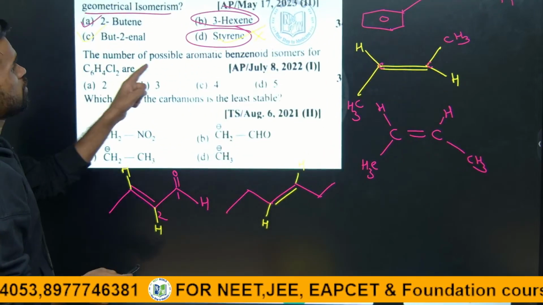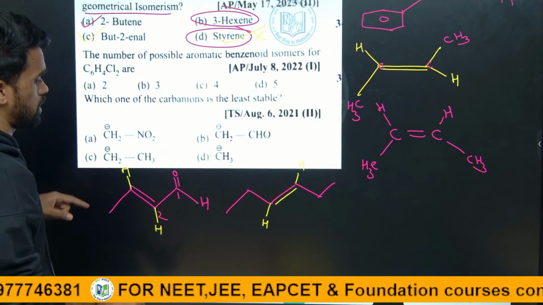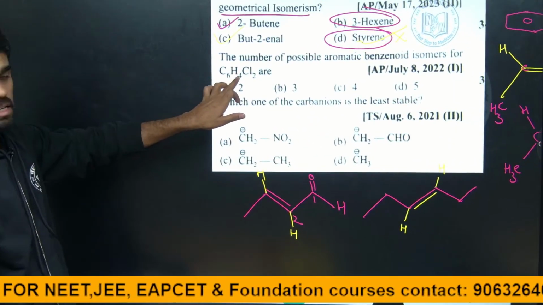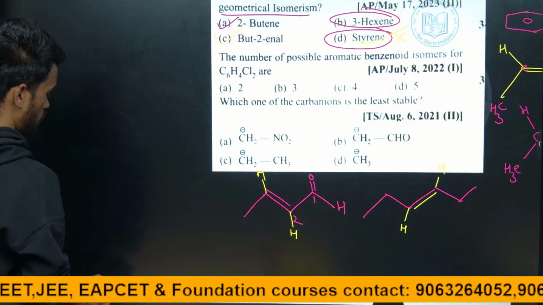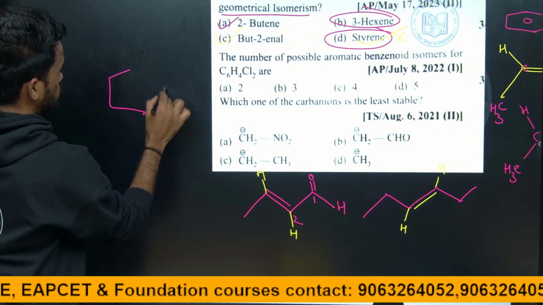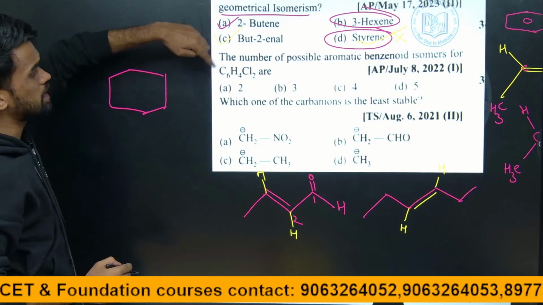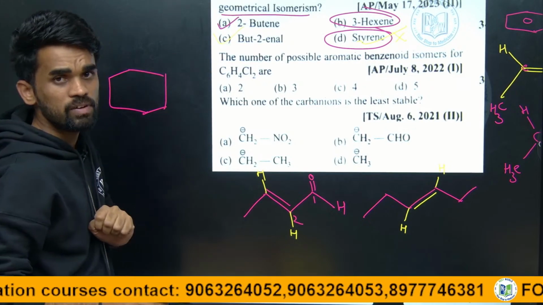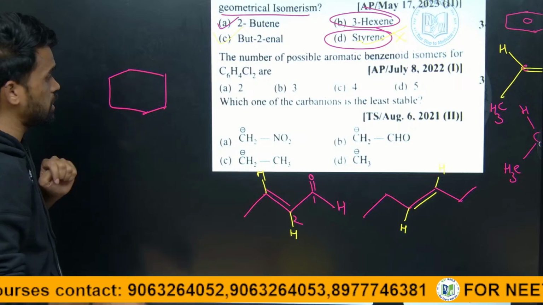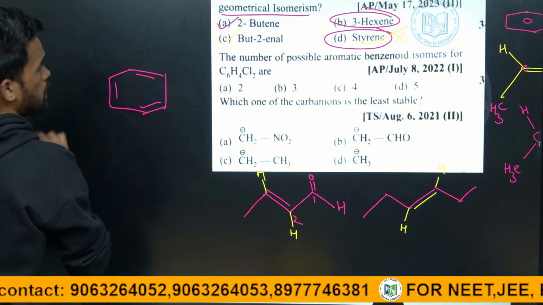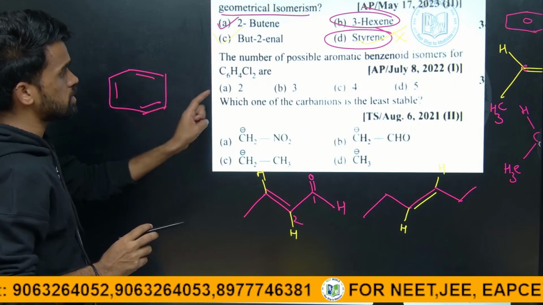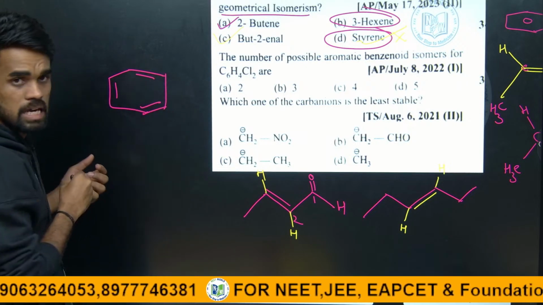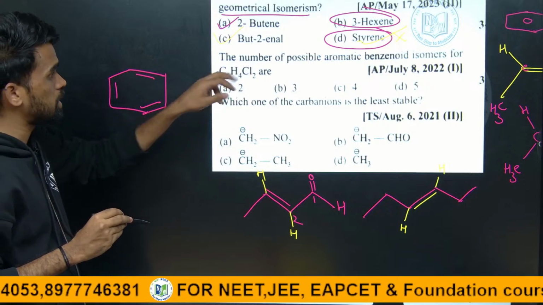Next, the number of possible aromatic benzenoid isomers for C6H4Cl2. So write this. What is the degree of unsaturation? If you calculate for this, you will get 4 as the degree of unsaturation. Therefore, I am writing a benzene ring. Now on this, 4 hydrogens and 2 chlorines are there. If it is simple benzene, it is C6H6. Remove 2 hydrogens and replace with 2 chlorines.